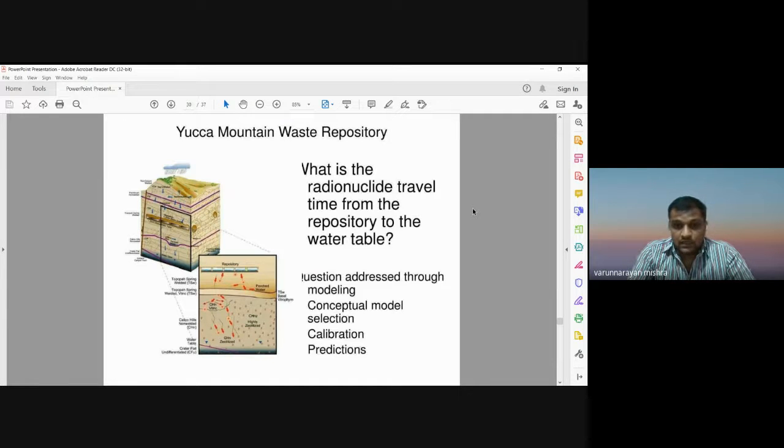So, Yucca Mountain Waste Repository. This is a case study of the United States. I am discussing the case study of how they are using a decision support system for the disposal of radioactive waste. They started working on the decision support system, and on that basis, they found some suitable locations for the disposal of the radioactive waste. Okay, so this is a case study.